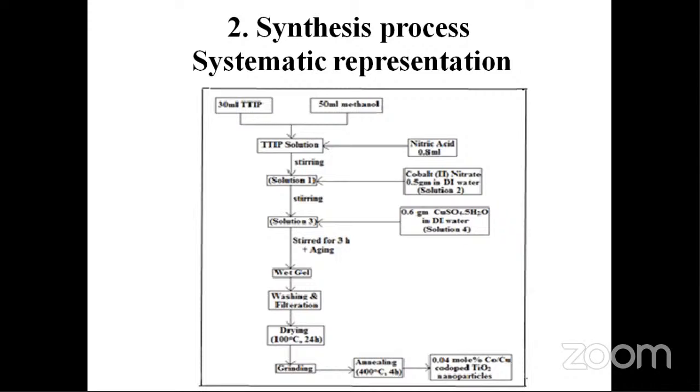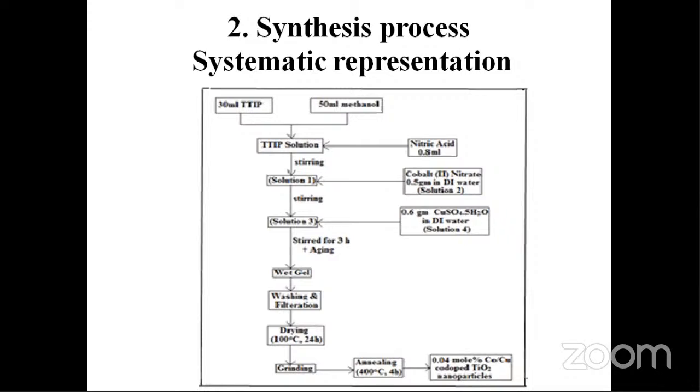For preparation of solution 4, 0.6 gram of copper sulfate was dissolved in a small amount of water, and this solution was added slowly to solution 3 to form a homogeneous mixture. The resulting mixture was vigorously stirred for 3 hours at room temperature to yield a wet gel. After a certain time of aging, the obtained precipitates were filtered and washed with DI water to get a neutral solution. The gel was dried in an oven for 24 hours at 100 degrees Celsius to remove solvents. The dried powder was ground in an agate mortar and finally annealed at 400 degrees Celsius for 4 hours to obtain stable nanoparticles. Other concentrations were also prepared by a similar procedure by adding an appropriate amount of cobalt.